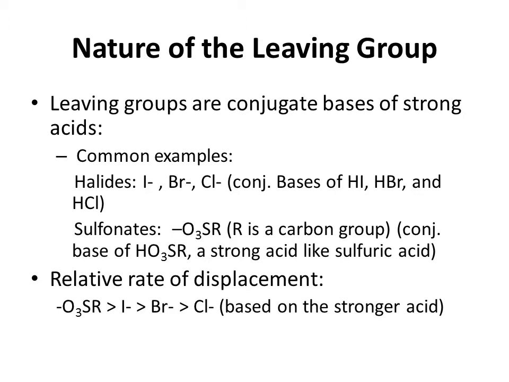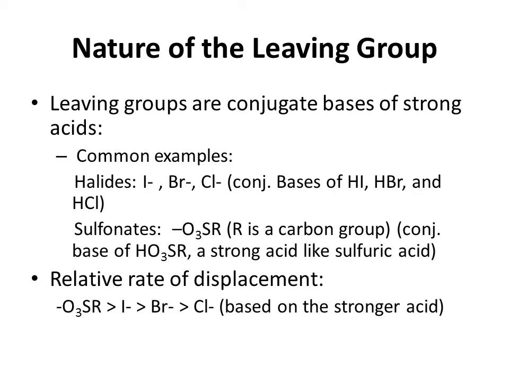They're easily displaced. For example, the halides, iodide, bromide, and chloride, are all the conjugate bases of the strong acids, hydroiodic acid or hydrogen iodide, hydrobromic acid or hydrogen bromide, and hydrochloric acid or hydrogen chloride. These are well-known strong acids from general chemistry. The sulfonates, represented by negative charge on O3SR, where R is a carbon group, are the conjugate bases of HO3SR, which is a sulfonic acid, a strong acid like sulfuric acid.